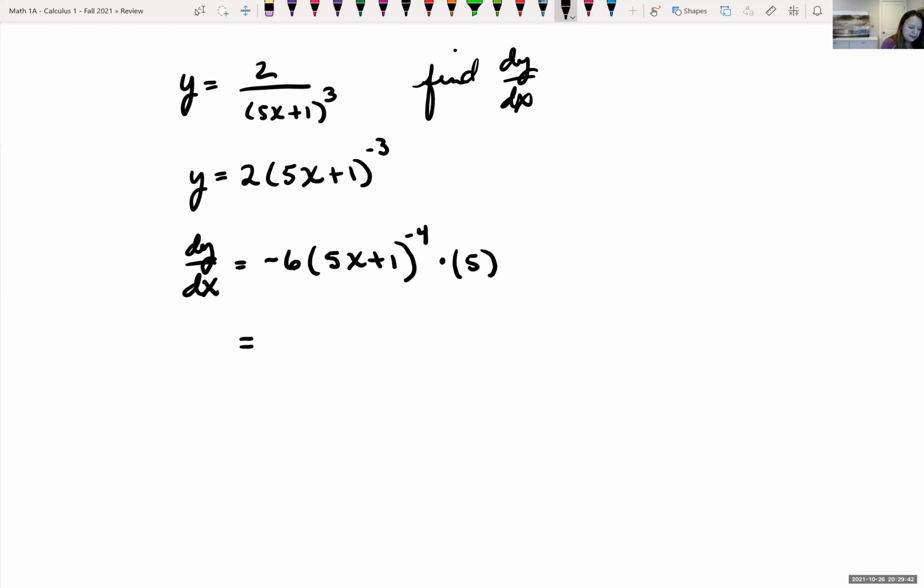So let's rewrite this with a positive exponent, and multiply that negative 6 times the 5, that gives me a negative 30 on my numerator. And then bringing down to make that exponent positive, we have (5x plus 1) raised to the 4th power in the denominator.